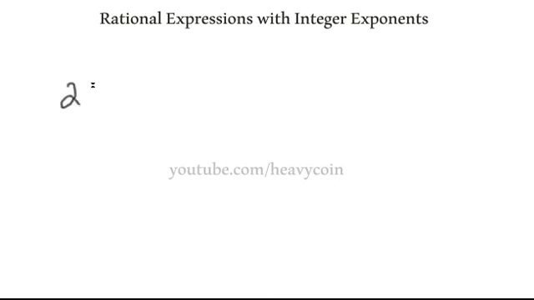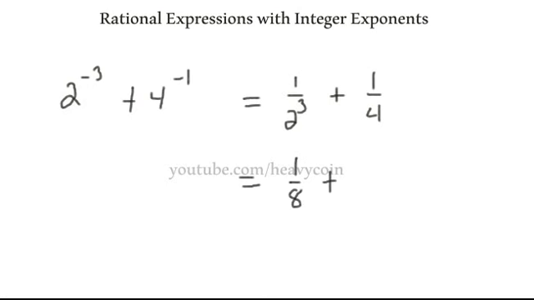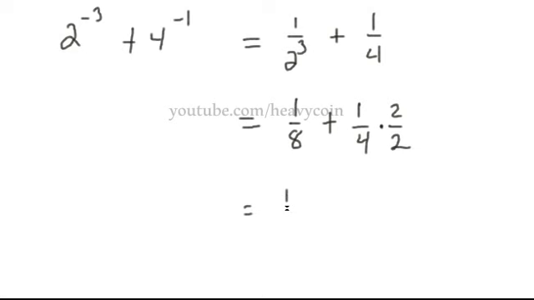If I had 2 to the negative 3 plus 4 to the negative 1, and we want to get this into a single fraction, right, which is going to end up being a proper fraction, you would write this as 1 over 2 to the 3rd plus 1 over 4. And this becomes, let's see, 2 times 2 is 4 times 2 is 8, so this becomes 1/8 plus 1/4. Now we got to get a common denominator. I'm going to multiply 2 over 2 here, and this becomes 1/8 plus 2 over 8. Now we have a common denominator, so we end up with 3/8 is our answer after simplifying all of this.